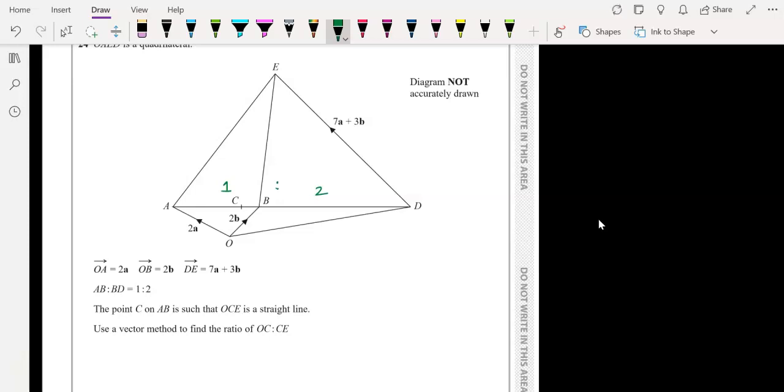Point C is on AB such that OCE is a straight line. Use a vector method to find the ratio of OC is to CE. Okay, so first, let's work out the vector AB. To go from A to B, we can do vector AO plus OB. Now AO, since you reverse the direction, positive 2a becomes minus 2a, and vector OB direction is the same, so it is 2b. So vector AB is minus 2a plus 2b.